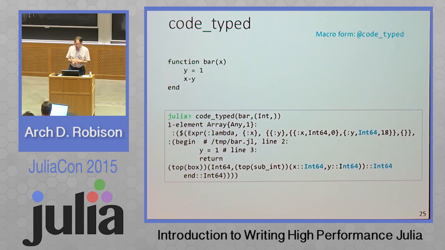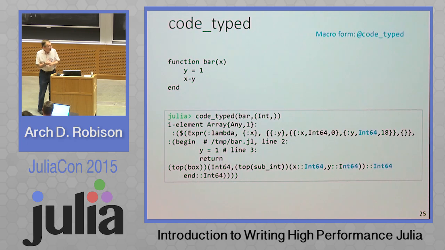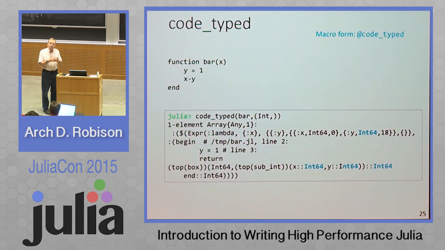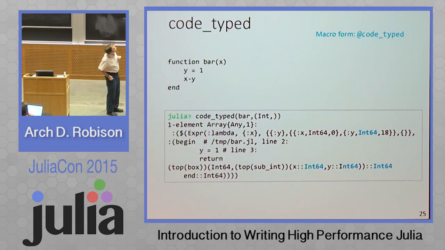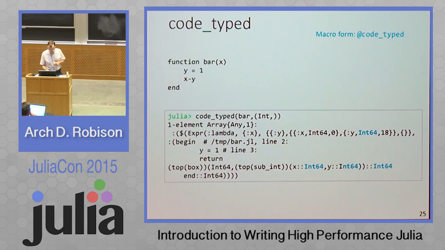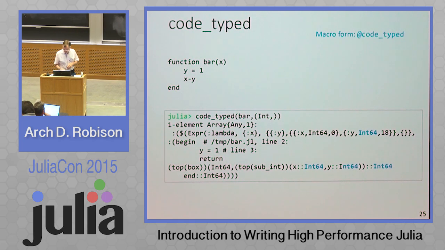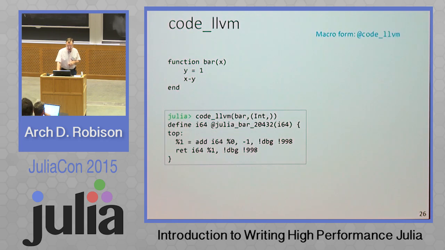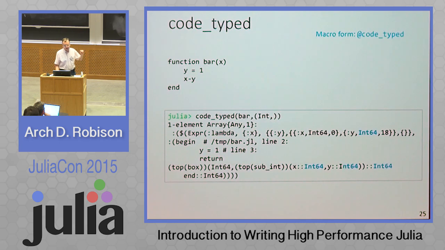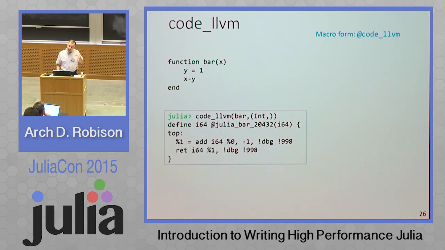So here's the first one that's useful for performance. code_typed shows you what types have been inferred for the code. For example here, in blue are the types that were inferred. You can see that, for example, x and y have been inferred to be 64-bit ints here. And the result of the subtraction is inferred to be a 64-bit int. But it's awfully tough to read. I'll show later, there's actually a nicer form of this. There's something called code_warntype that dumps it with the coloring and colors the ones that are bad for performance.